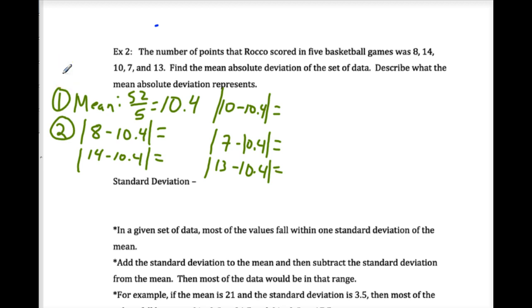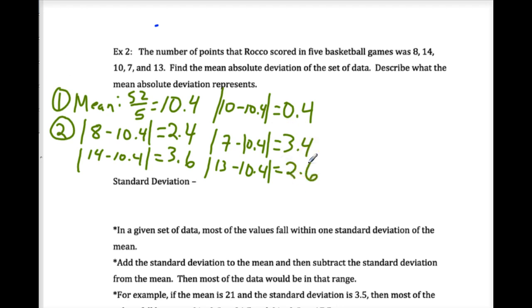Jack, Mears, did you get all 5 numbers? I did. Give me the numbers first. I got 2.4. 3.6. 3.6. 3.4. Well, do the 10 minus 10.4 first. Oh, I skipped the 10. It's 0.4. Keep going, Jack. 3.4. 2.6. And 2.6. Okay?